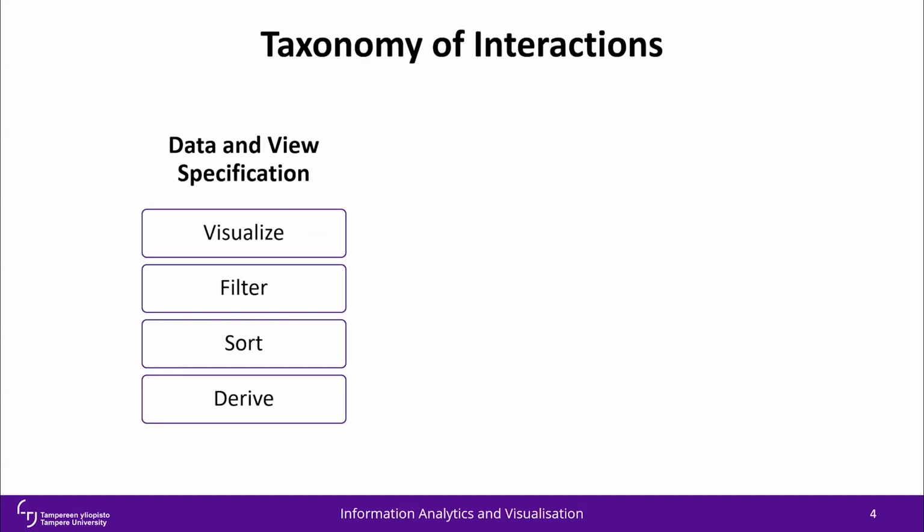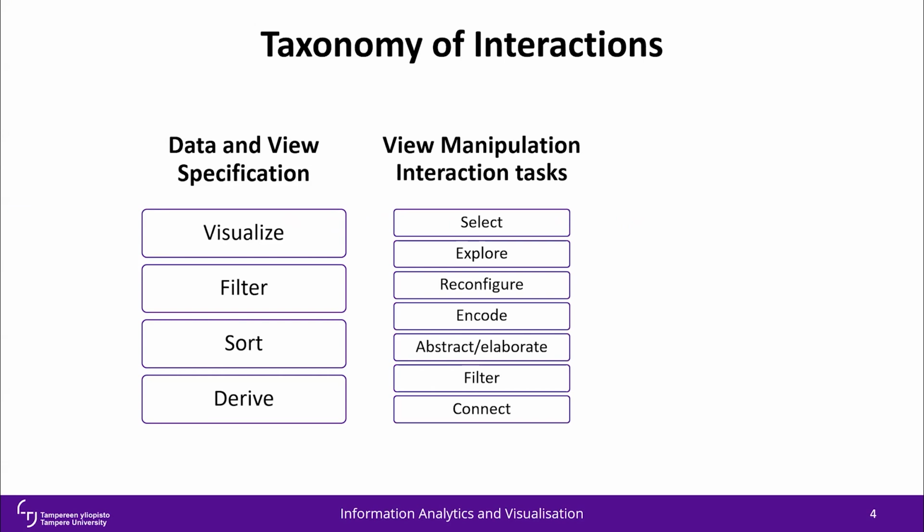You can have data and a view specification. You can visualize, filter, sort, derive information. Then, as we have seen, the key aspect when you have non-trivial data is the ability to have many views and manipulate those views. That allows you to explore the data instead of just looking at something. And we can select, we can explore, we can reconfigure, we can encode, we can make it more abstract, more elaborate, we can filter out things, and we can connect things together.